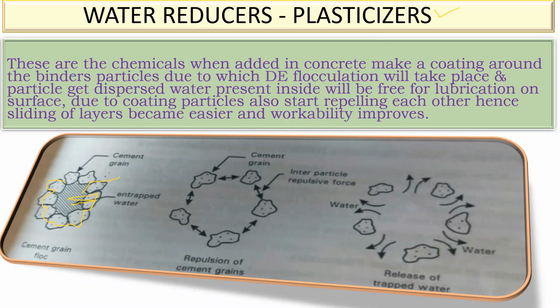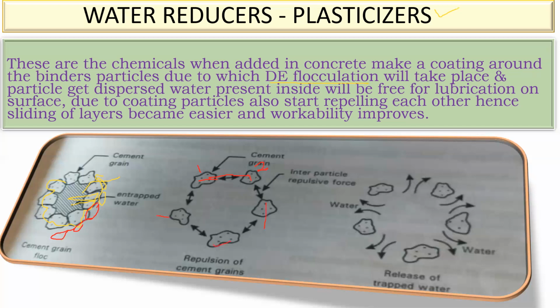That means the plasticizers will sit on the outer layer of the cement particles. As a result, they are going to put a force on the cement particles and push each one apart. This is one cement particle, this is a second cement particle. The water reducers put a pressure in between them, so that they get separated.